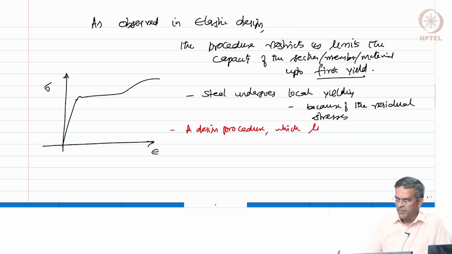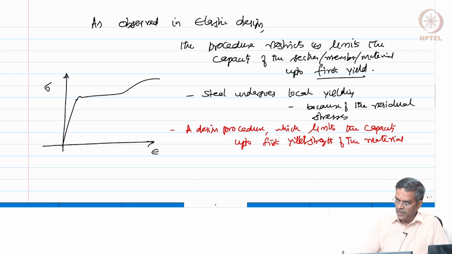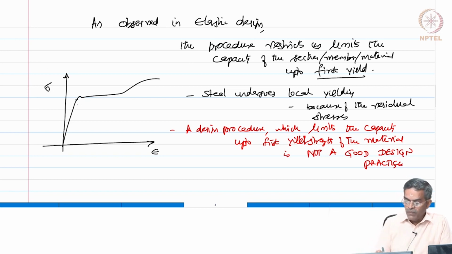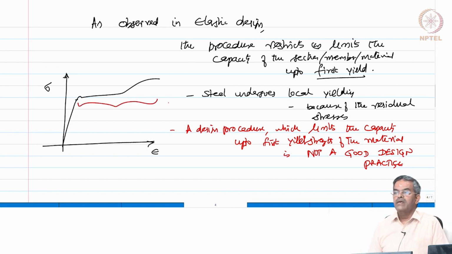which limits the capacity up to first yield strength of the material is not a good design practice. Why? There is a reason for this. Beyond the first yield, it has a lot of ductility, a lot of reserve energy present in the material. Okay? So, what did the design procedures used to do?